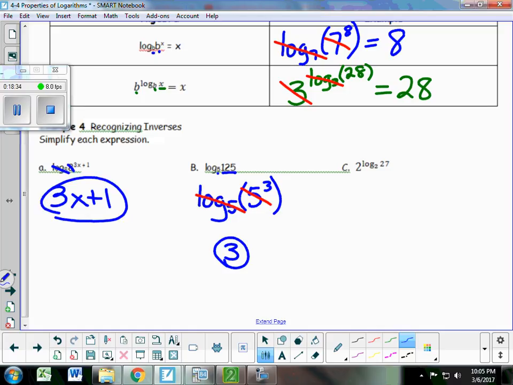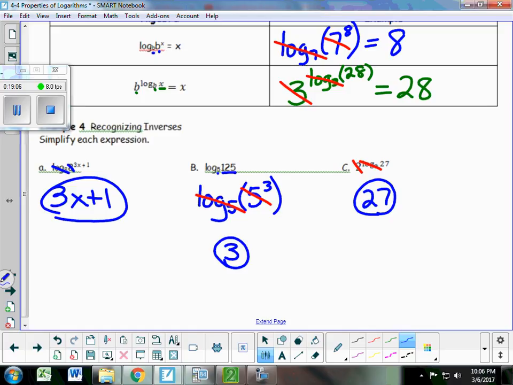All right, and this next one, we've got 2 as a base raised to the power of log base 2 of 27. Since we have two bases of 2, an exponential base of 2 and a log base 2, they cancel, and we're left with just that exponent, which is 27. All right, nice.